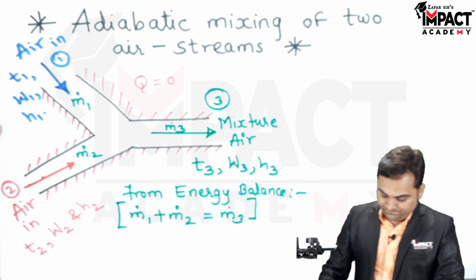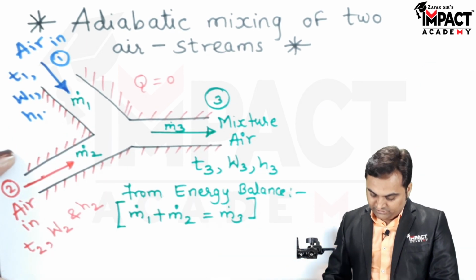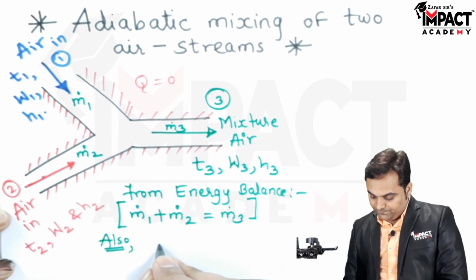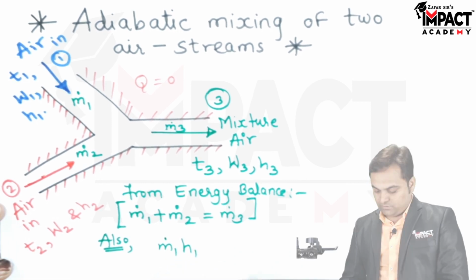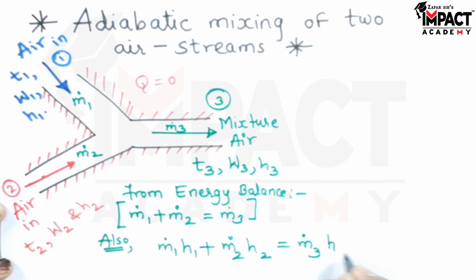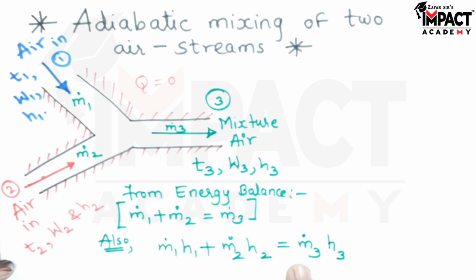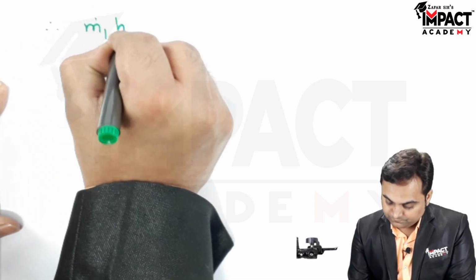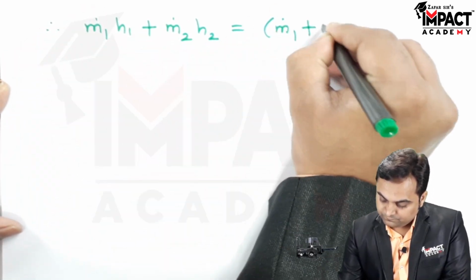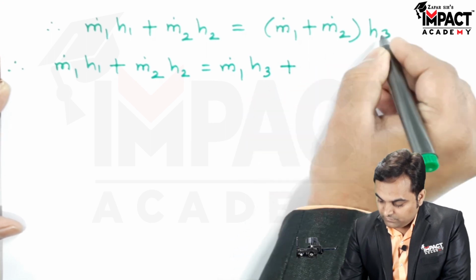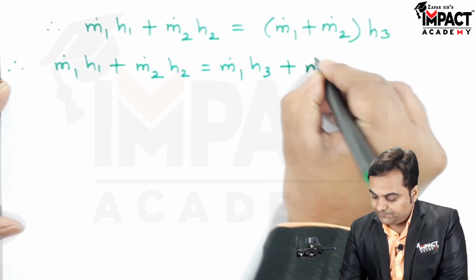Next, at the same time, I can say that the condition which has to be used is also m.1 into enthalpy H1 plus m.2 into enthalpy H2 is equal to m.3 into enthalpy H3. Next, instead of m.3, I can write m.1 plus m.2. So therefore, H3 gets multiplied and this bracket is opened.